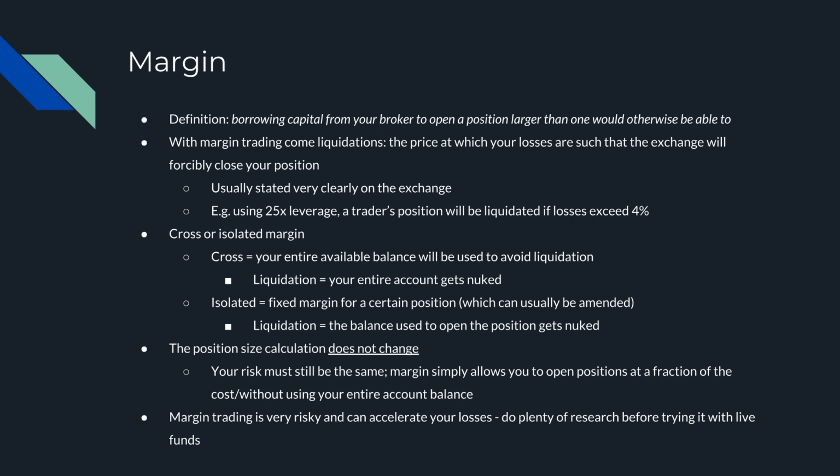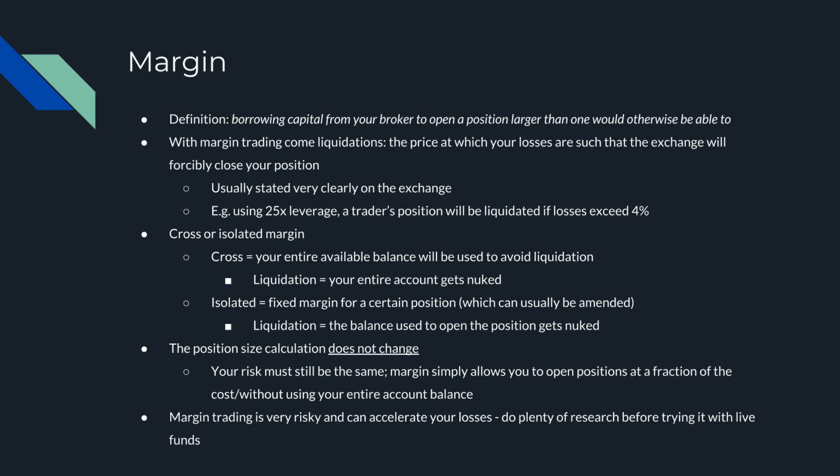Whereas on isolated margin, a fixed margin for a certain position is how that position is made, and as I mentioned, that can be amended, so you can reduce or increase the amount of leverage or margin you're using, and you can also sometimes add funds to stay afloat and avoid being liquidated.